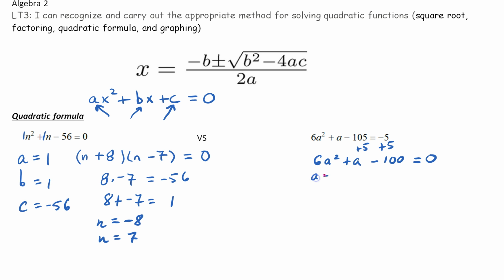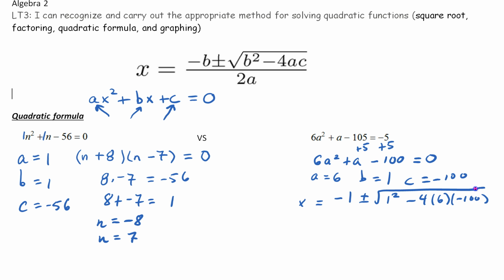So in this case, A would equal 6, B would equal 1, C would equal negative 100. So I'm going to go ahead and plug this into my formula. Opposite of B, plus or minus the square root of b squared, which is 1 squared, minus 4 times a, which is 6, and c, which is negative 100, all over 2 times a, which is 6.